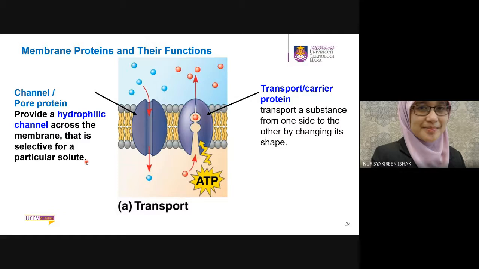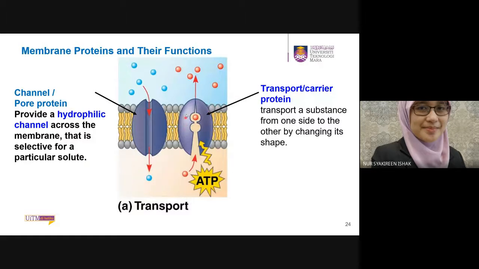Certain ions will have their own type of channel protein. Like the example I gave earlier, for water, the channel that is involved in the movement of water, we call aquaporins. You cannot use aquaporin to bring in chloride ion or sodium ion. So every ion or small polar molecule, such as water, will have its own channel protein.